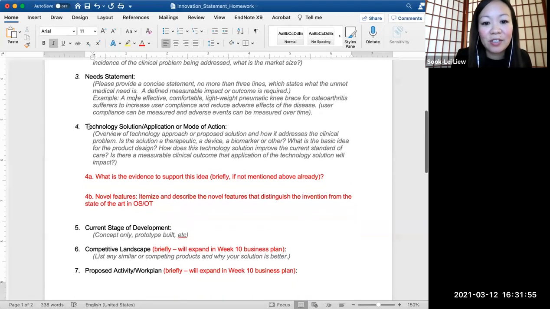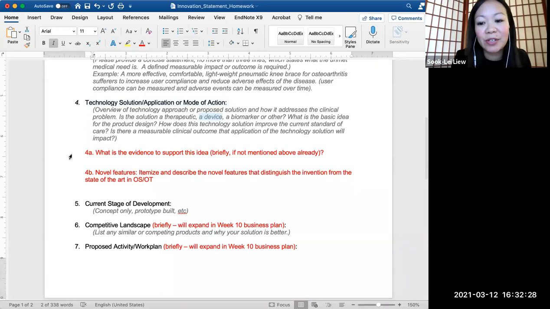Then you'll do the technology solution, application or mode of action. This is really the crux of the description. This is like, what is it that you're proposing to do? Is the solution a therapeutic, a device, a biomarker, other? In this case, because this is from the Coulter application, it could be a drug, it could be a pharmaceutical, it could be a cell line, for instance. For most of you, it's going to be a device or an app or some sort of product. But this is really where you'll describe it.